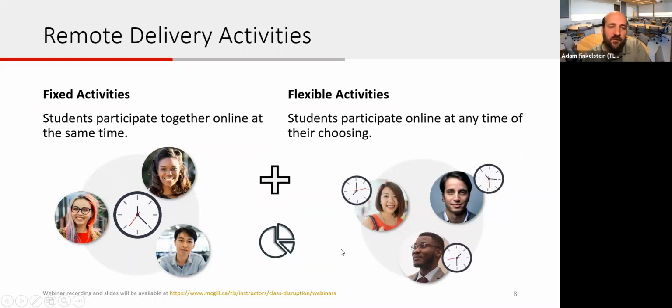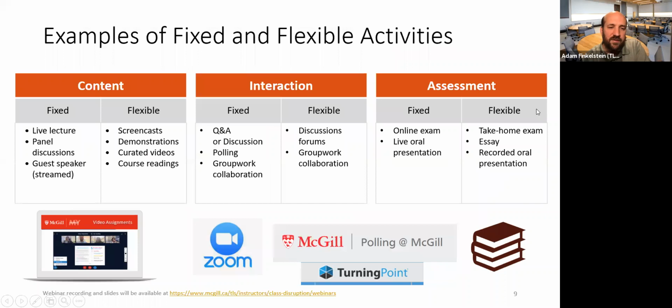So if we think forward, well, that's great, but what sort of examples? What do you mean by fixed and flexible? So here are 3 different chunks of types of activities that we mean when we're talking about fixed and flexible activities.